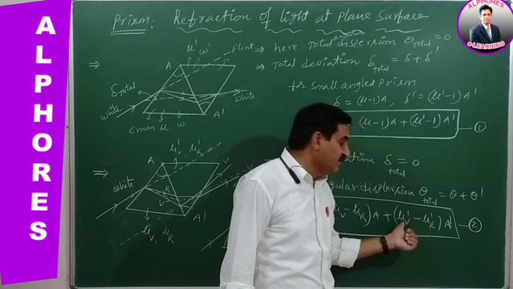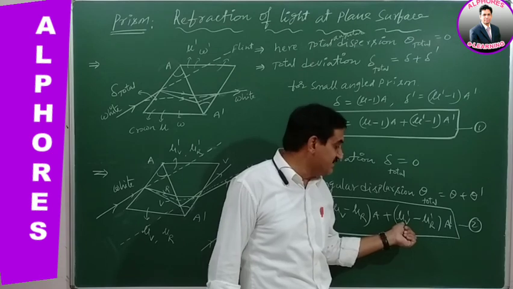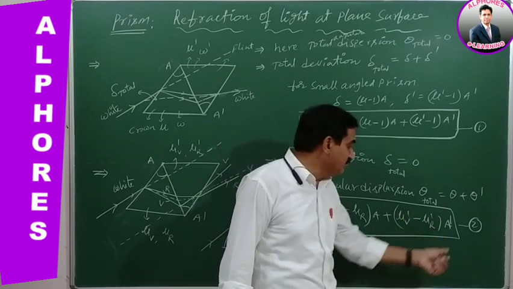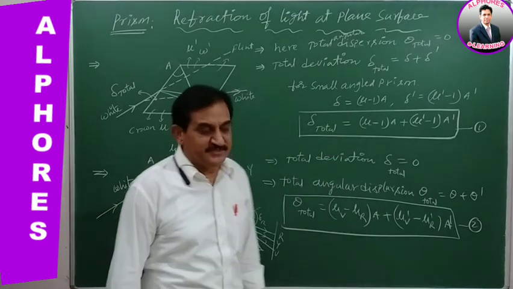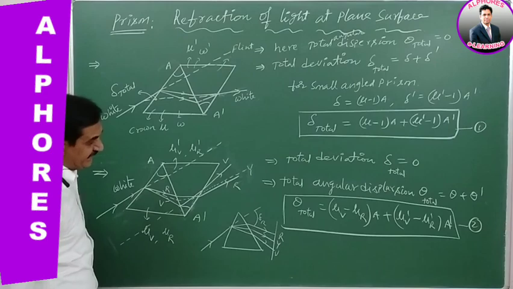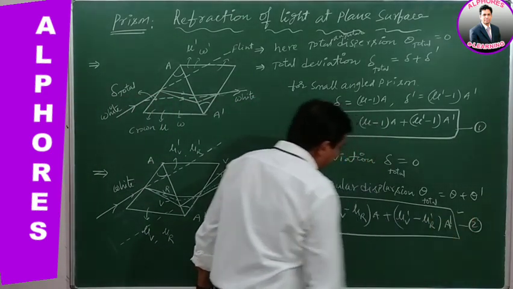and mu r dash are the refractive indices of the material medium of flint glass, the second one, for violet and for red colors respectively. A dash is the angle of prism for flint glass. This is crown glass and this is flint glass. And the final equation for total angular dispersion is this one.